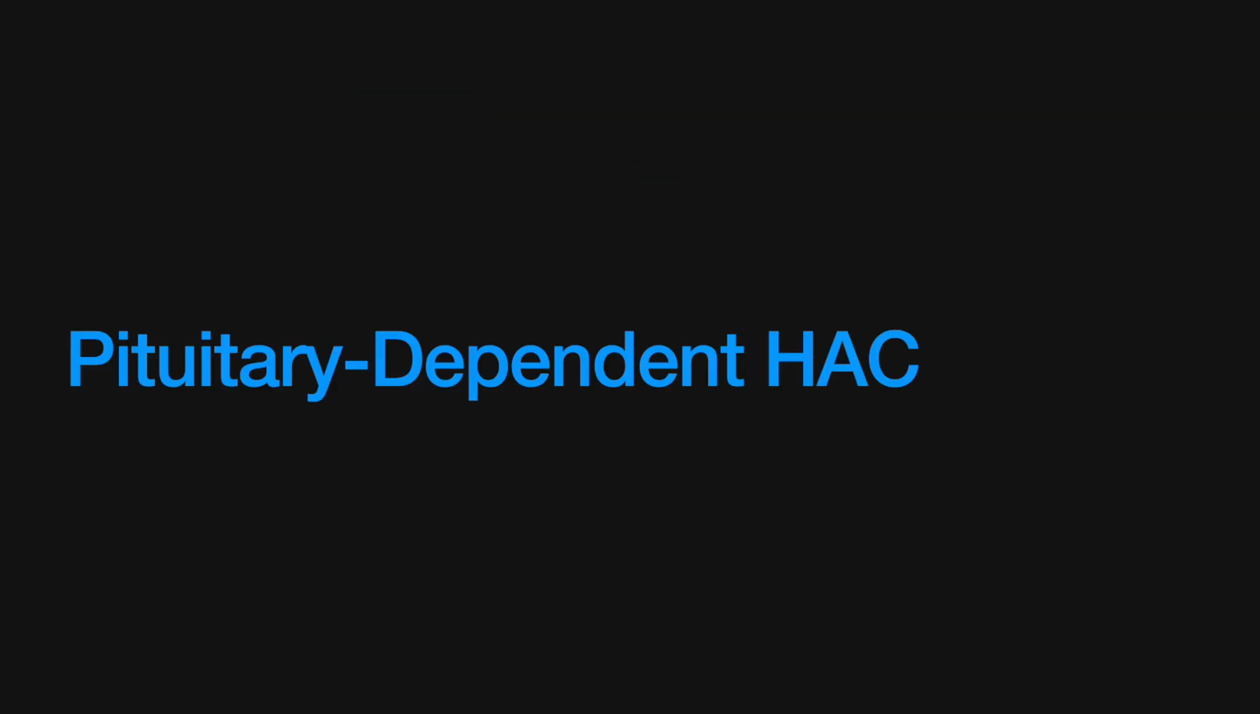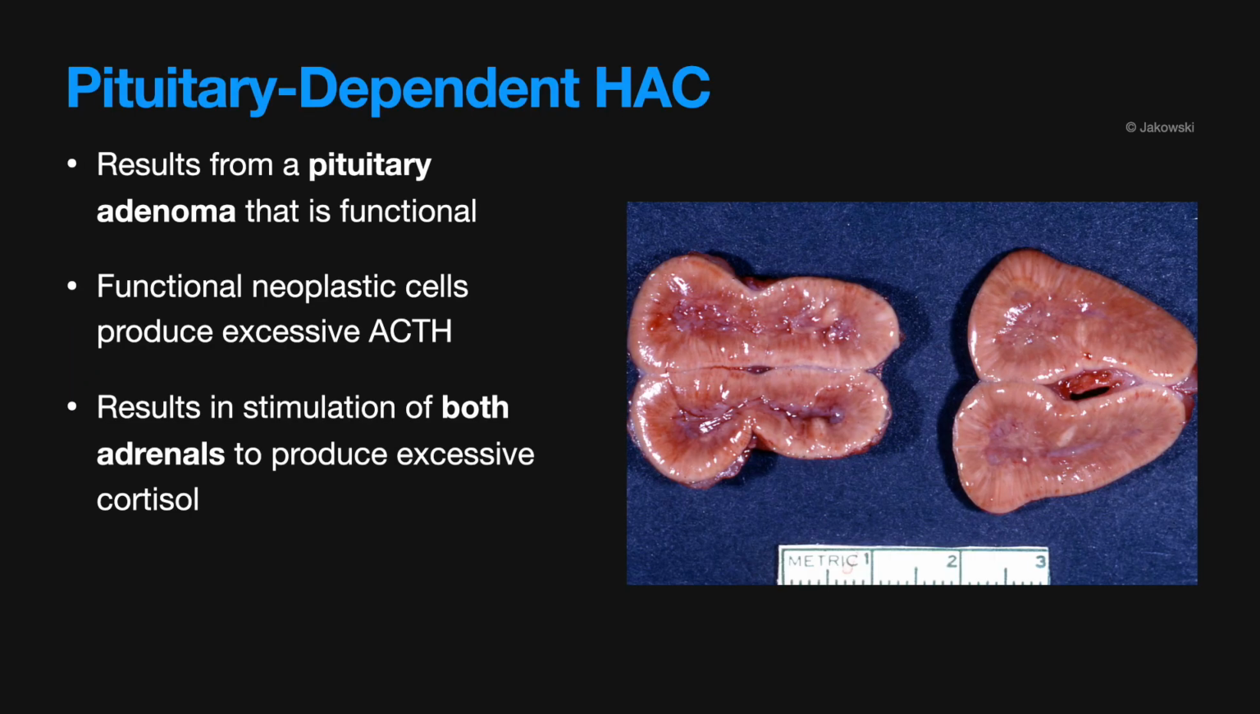Now we will take a look at pituitary-dependent disease. This form of hyperadrenocorticism results from a pituitary adenoma that is functional. The functional tumor cells produce excessive ACTH, which then goes and stimulates both adrenal glands to produce excessive cortisol. This results in hyperplasia or enlargement of the adrenal cortex on both adrenal glands.